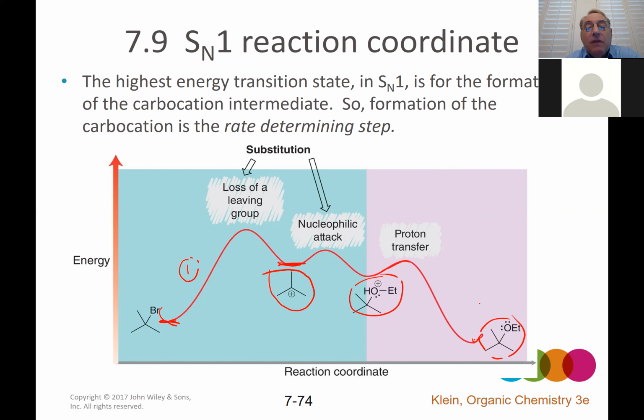So you see the highest energy transition state is this one. The highest energy transition state is called the rate determining step. That's the step that affects the overall rate of the reaction. So you see this step, the slow step, the rate determining step, only involves the substrate concentration.